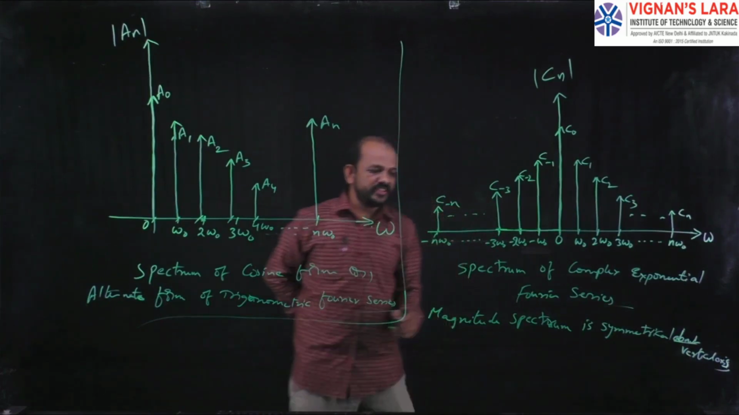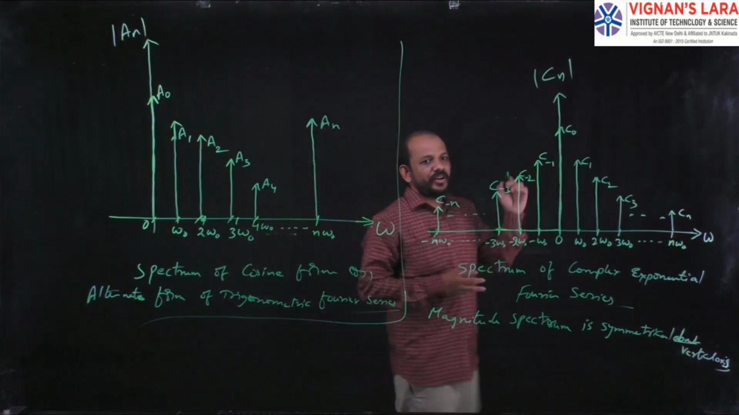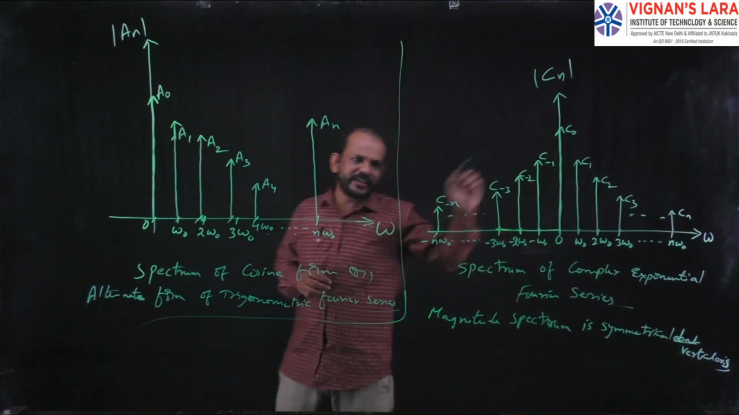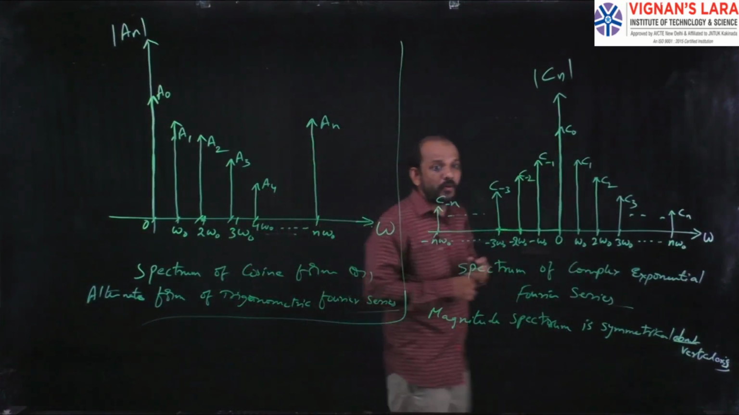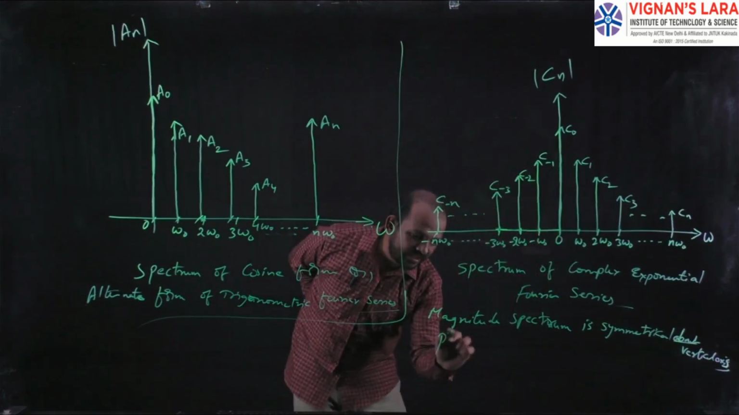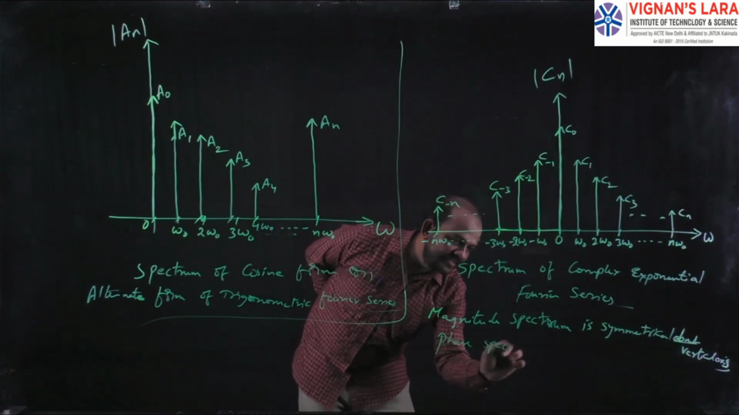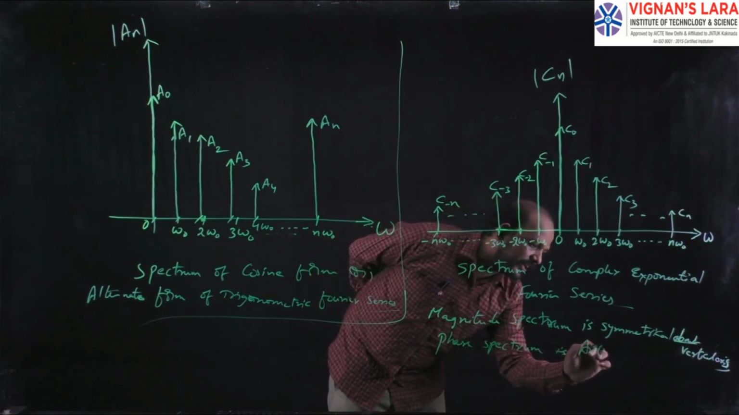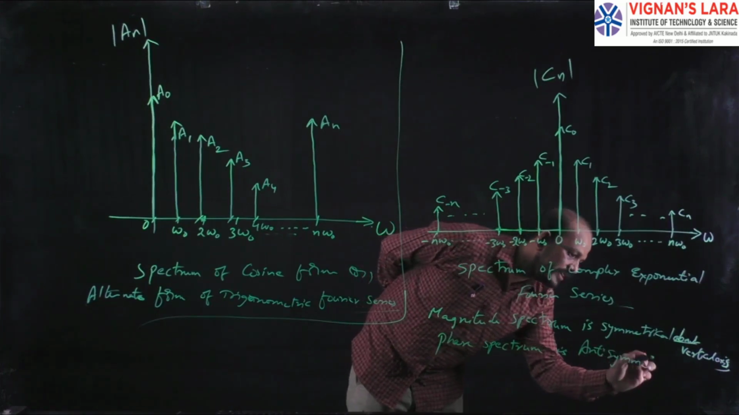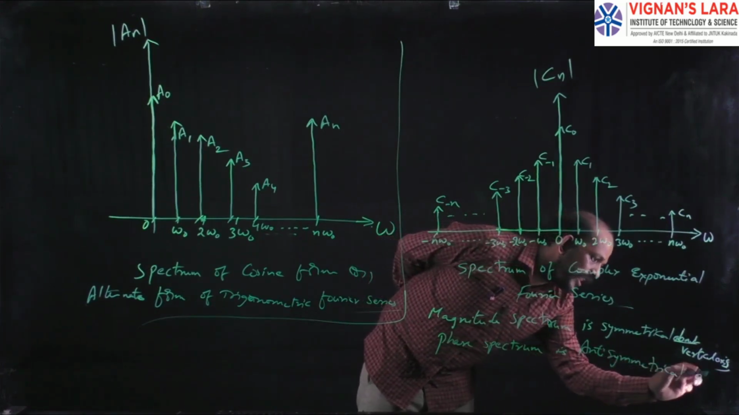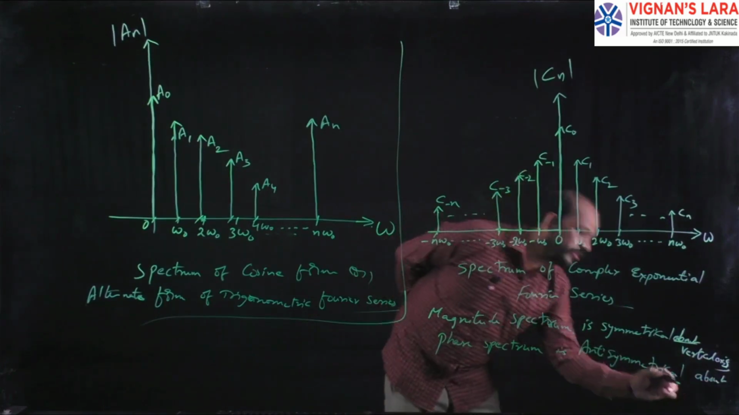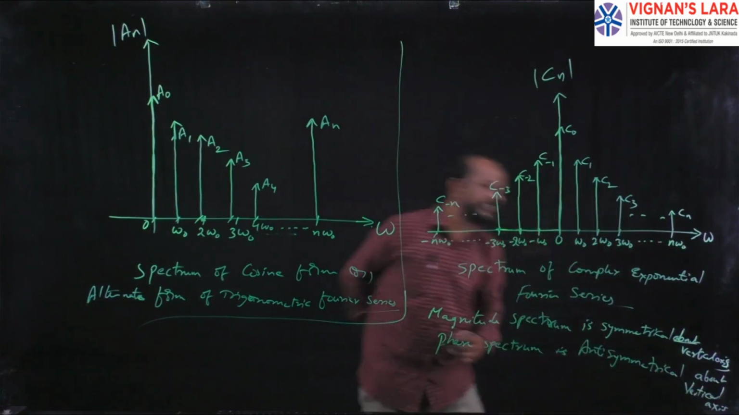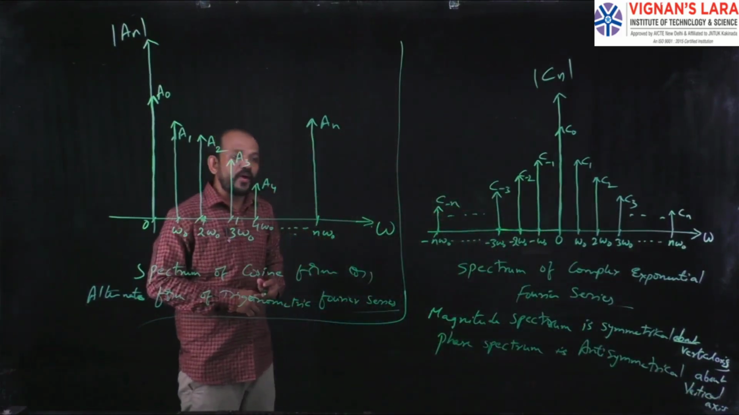In the same way, if you go for the phase, for Cn we have theta n, and for C minus n we have minus theta n. That is the phase spectrum. The phase spectrum is anti-symmetrical about the vertical axis.